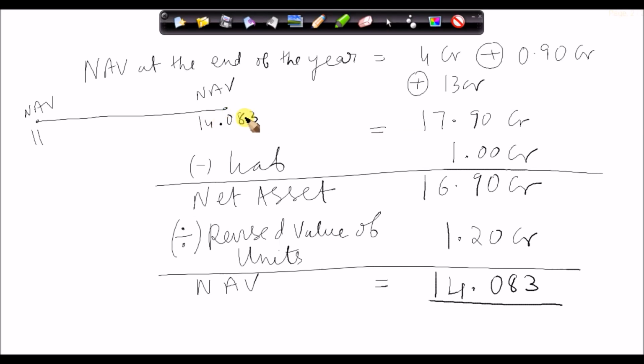14.083. I will be doing more sums in the upcoming lectures and increasing the number of sums done.